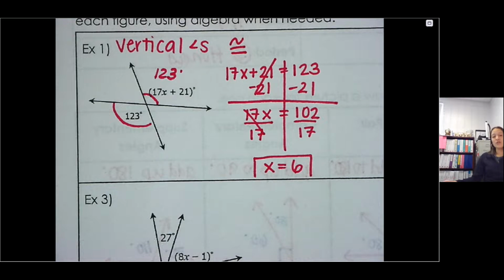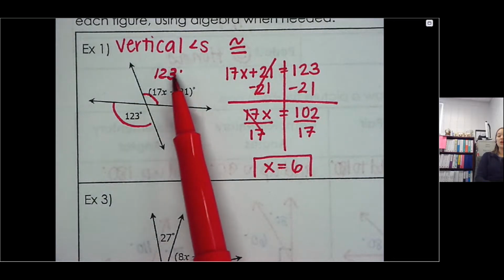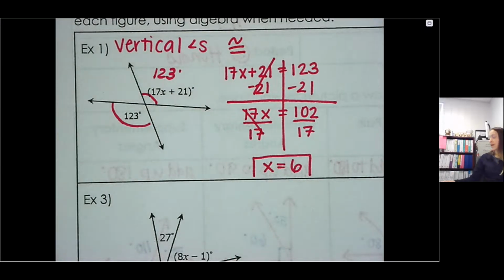I should plug it in just to be sure, but I already know that that's right, so I'm not going to plug it in, okay? But that's a good way to make sure that your answer is correct. So if you plug in the 6 right here, 17 times 6 plus 21, you better get 123 out of it. If you don't, then your X is wrong, okay? It's a nice and easy way to check your work.